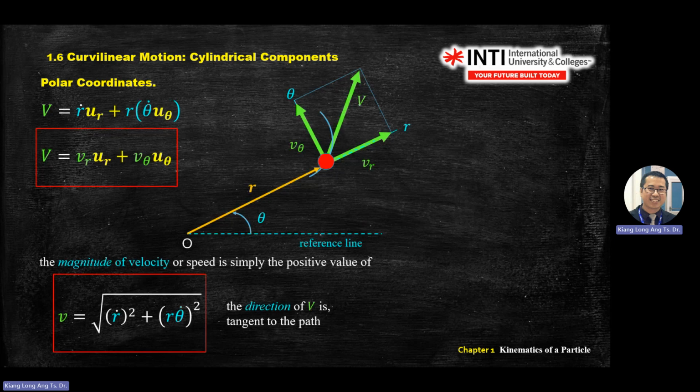The direction of V, actually you don't need to find. The direction of V is always tangent to the curve. Means the resultant is always tangent to the curve, or tangent to the path on the curve. So in your answer you can put the theta by measuring from the r axis or theta axis.